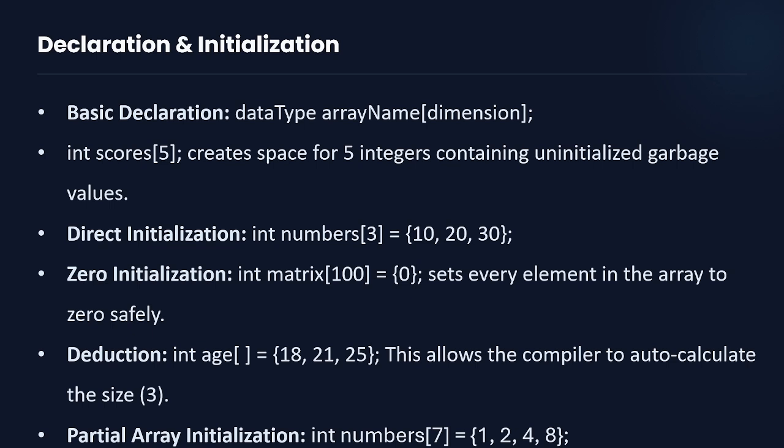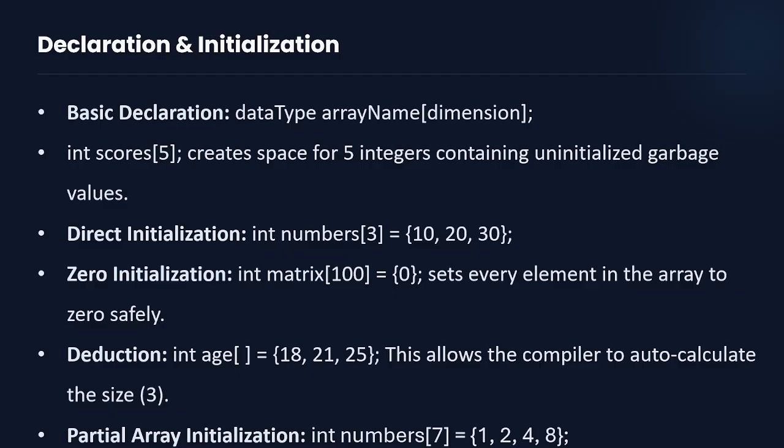We also have zero initialization. Int matrix with a size of 100 equals 0. This sets every element in the array to 0 safely. So just as we spoke about the garbage values in the first example, if you want to get rid of those garbage values, but you are not ready to populate your array, you can just assign the array to 0 or even put the curly braces without any value, and that is going to make the elements in the array 0.